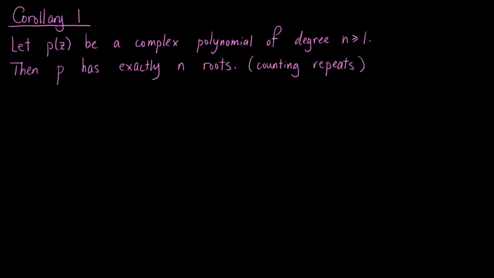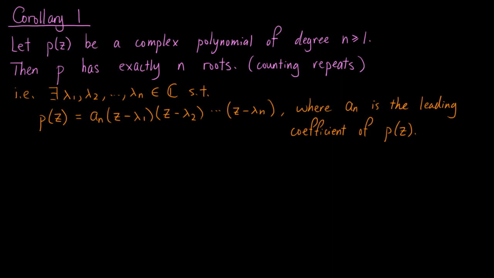The FTA has several important corollaries, and we shall discuss only a couple of them here. Let p(z) be a complex polynomial of degree n at least 1. Then p has exactly n roots, counting the repeats. That is, there exist complex numbers lambda_1 up to lambda_n such that p(z) equals a_n times (z minus lambda_1)(z minus lambda_2) all the way to (z minus lambda_n), where a_n is the leading coefficient of p(z).